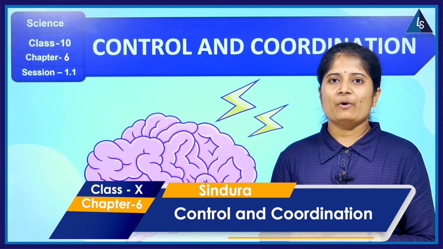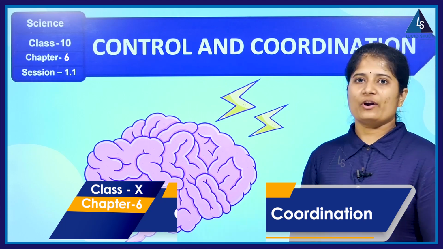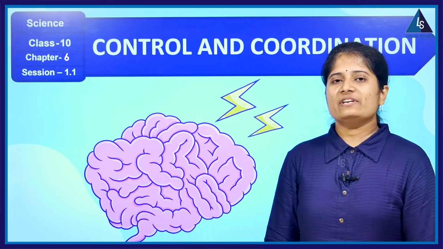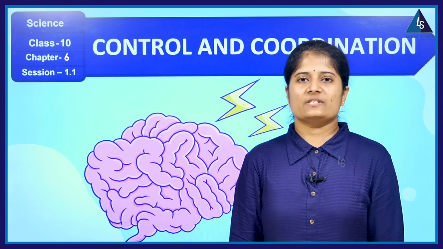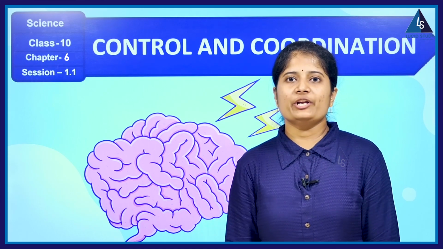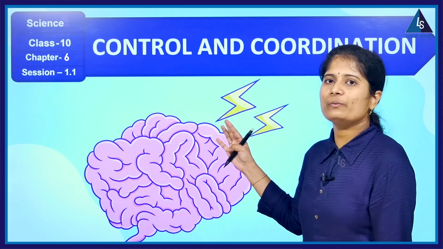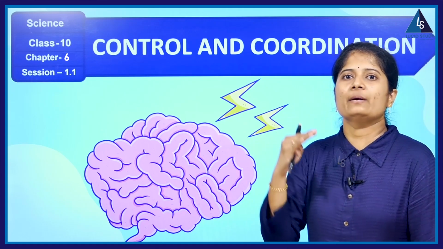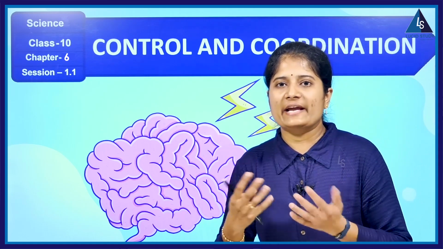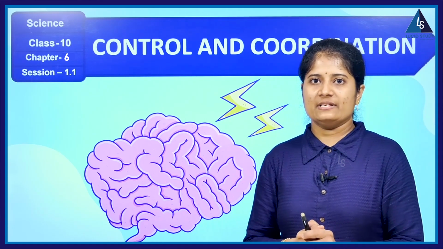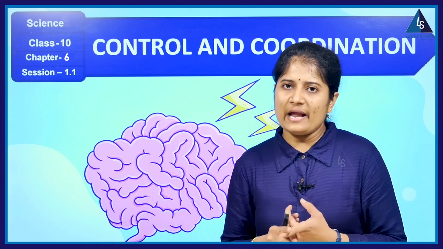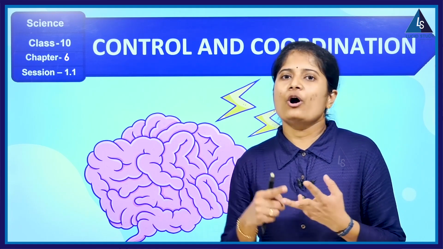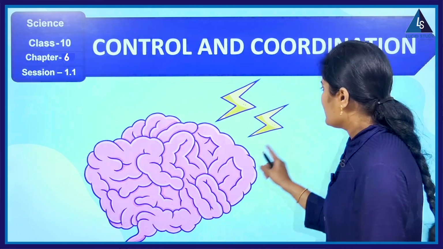Today, let us see our topic, control and coordination. As we have previously discussed the different life processes which take place, accordingly, let us see how we are going to control and coordinate the different methods which are about to take place in living organisms, especially in plants, human beings, or different organisms.